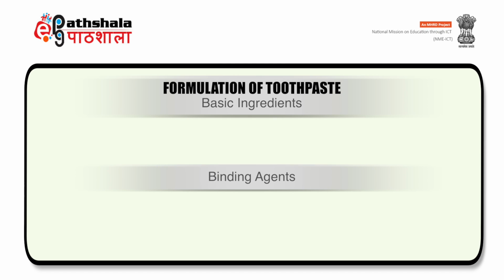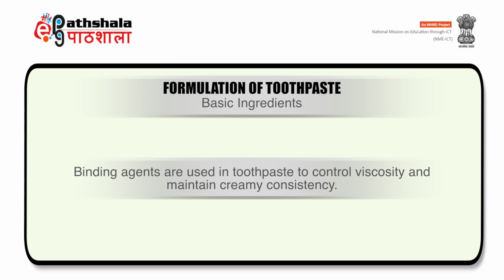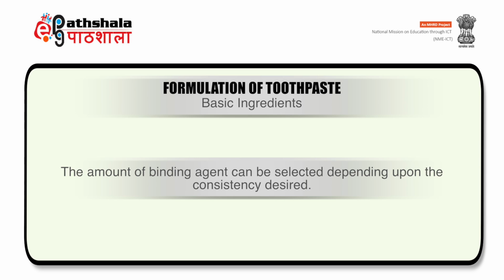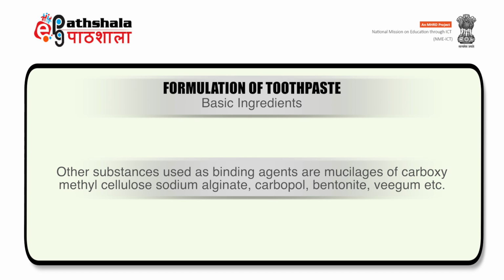Next, we are having binding agents. Binding agents are used in toothpaste to control viscosity and maintain creamy consistency. They also prevent separation of toothpaste. Various hydrocolloids are used for this purpose, usually in the concentration of 1 to 2%. Now, the amount of binding agents can be selected depending upon the consistency desired. Other substances which are used as binding agents include carboxymethylcellulose, sodium alginate, carbopol, bentonite, and V-gum.